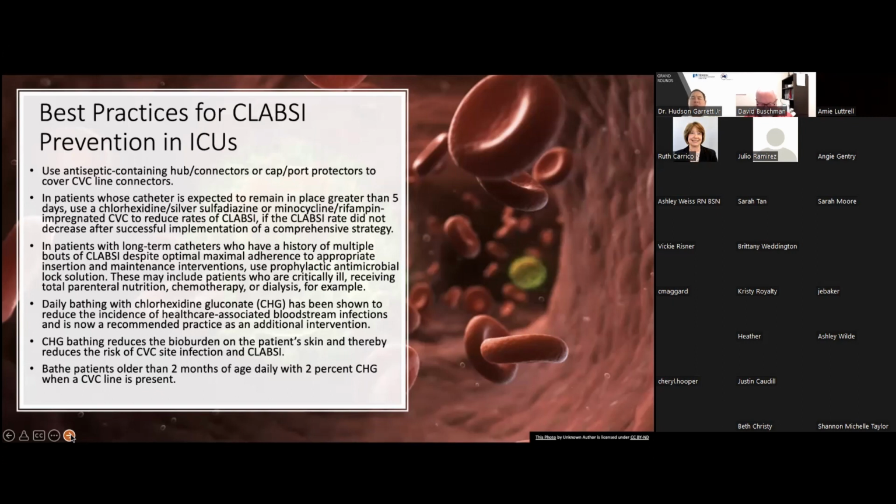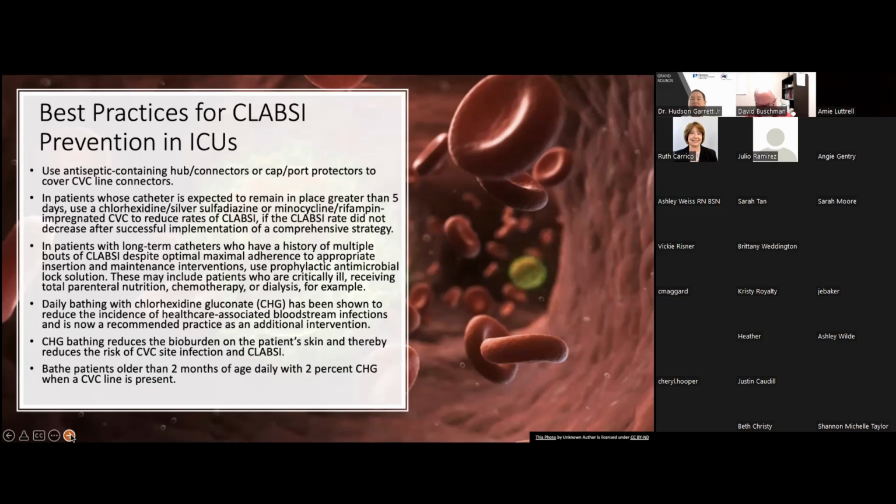One of the things that comes to mind is, when you go to access that line, let's make sure we scrub that device with either alcohol or chlorhexidine, as an example, before we access what I call the highway to infection, right, because we're going directly into that line, which is in that patient's blood vessel. Now, there may be certain circumstances where we want to use antimicrobial impregnated hubcaps or port protectors. We see that, but they have to be used correctly.